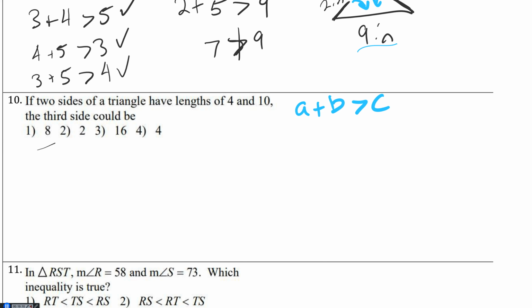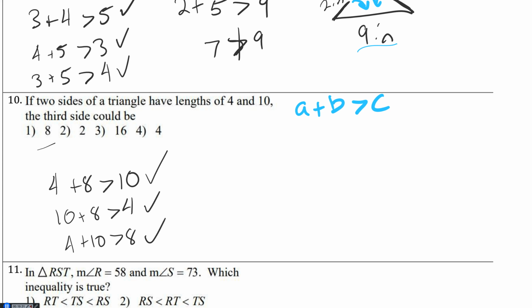So I'm going to start with 8. So 4 plus 8 is greater than 10. 4 plus 8 is 12. That works. 10 plus 8 is greater than 4. That works. And 4 plus 10, is that greater than 8? Yes, that works. So if two sides of the triangle are 4 and 10, could 8 work? Yeah, absolutely.